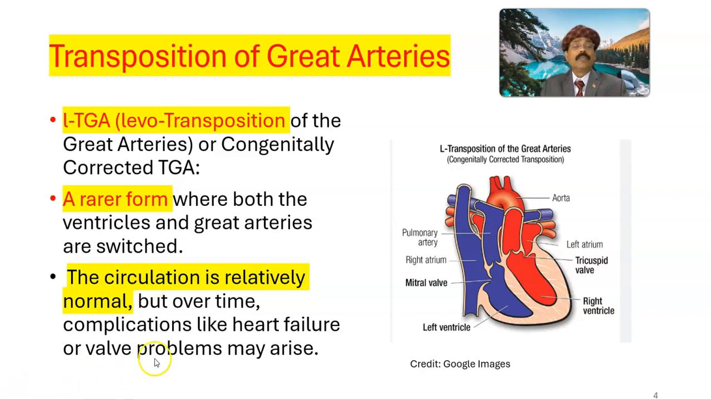In dextro type, arteries will be switched, but the ventricles will not be switched. Here, ventricles are switched. The right becomes left, left becomes right. And our aorta is coming from the right ventricle, and the pulmonary trunk is coming from the left ventricle.